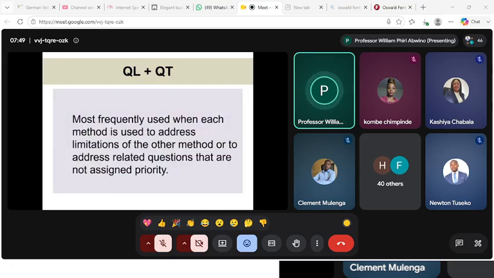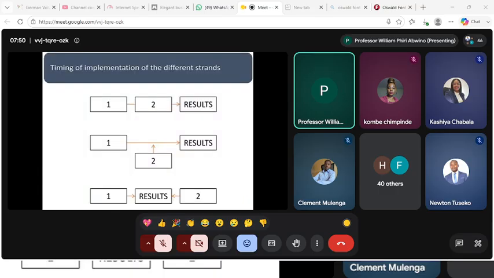Let's look at the QL and the QT. This is most frequently used when each method is used to address limitations of the other method, or to address related questions that are not assigned priority. So that's how you actually make use of this.